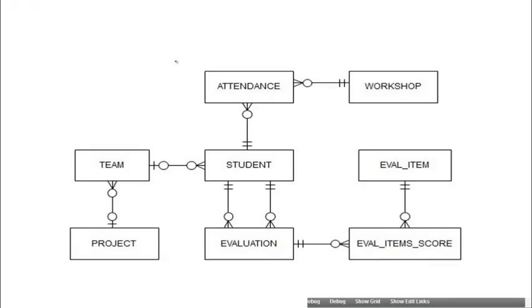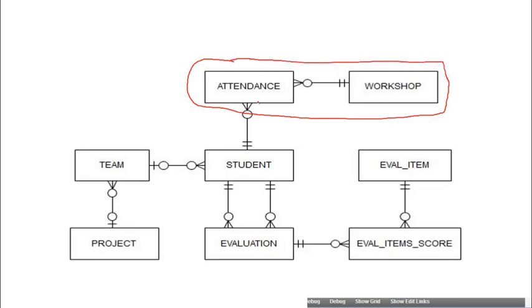So we mapped out earlier that we were going to do a master detail form that would show us attendance data along with the workshop data, where workshop is the master and attendance is the detail because it's on the many side. We will also do this for the evaluations and the eval item scores. Evaluation is the master, it's on the one side, and eval item scores is on the many side.